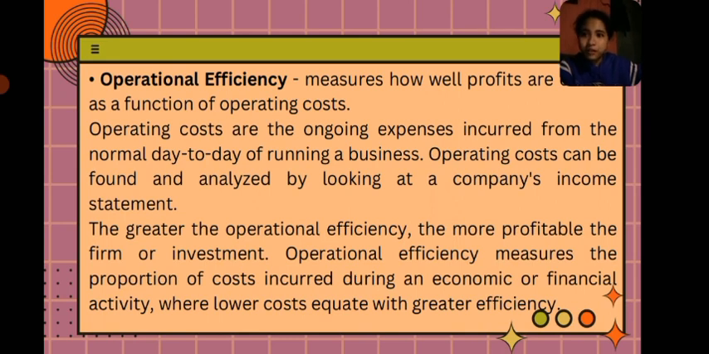Next is operational efficiency. This measures how well profits are earned as a function of operating costs. Operating costs refers to the ongoing expenses incurred from the normal day-to-day of running a business. So operating costs can be found and analyzed by looking at a company's income statement. So the greater the operational efficiency, the more profitable the firm or investment. Operational efficiency measures the proportion of costs incurred during an economic or financial activity, where lower costs equate with greater efficiency.